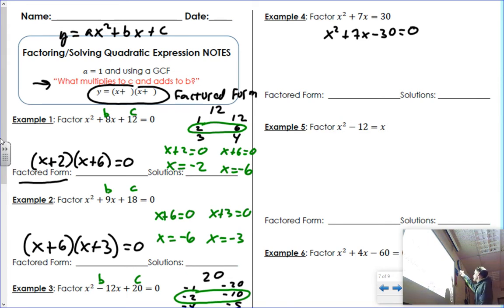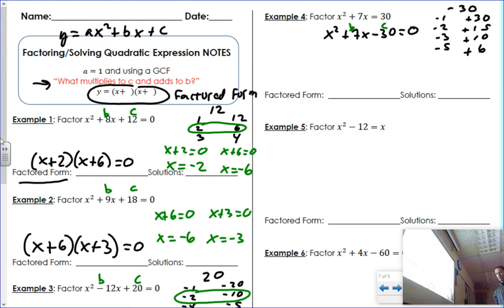Notice in this case, since my c is negative, then I've got 2 different factors. I've got one factor that's going to be positive and one that's going to be negative. I can still write my pairs. 1 and 30, 2 and 15, 3 and 10, 5 and 6. I know one of them has to be negative for when I multiply to get negative 30. And since my middle number, since my b is positive, then that means my big number has to be positive. So these all have to be positive numbers, and then the small ones would be negative.